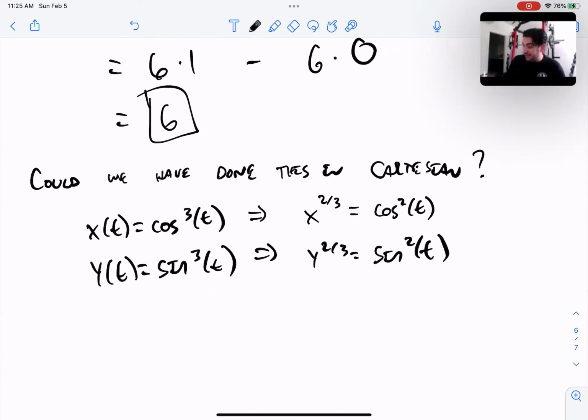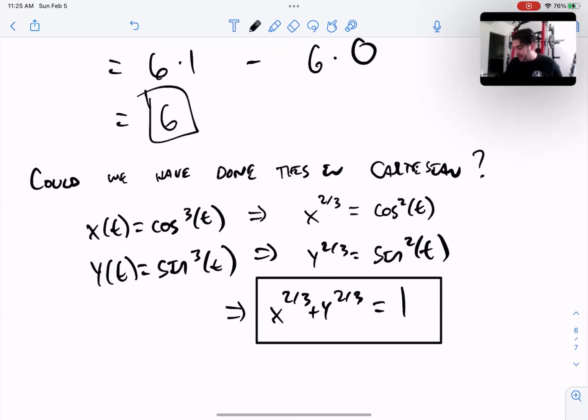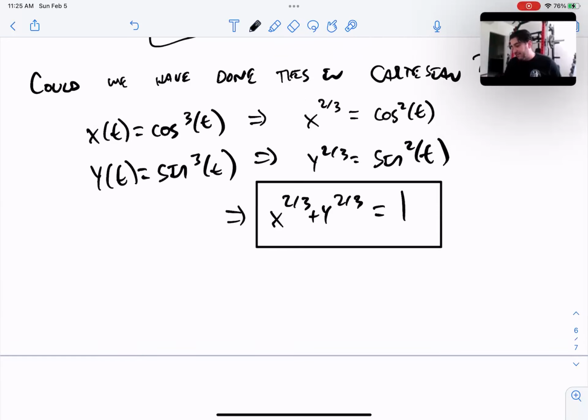So now, what does this imply? Together, you could add those equations, right? So you get x to the 2/3 plus y to the 2/3 equals 1, because cosine squared plus sine squared equals 1. So this is a Cartesian equation that would define that same path. Which is kind of cool, because it looks a lot like the unit circle. The regular unit circle is x squared plus y squared equals 1. This is x to the 2/3 plus y to the 2/3 equals 1, which makes sense because we cubed our parameterization. So you need the cube root of the x and y coordinates to give the same points.